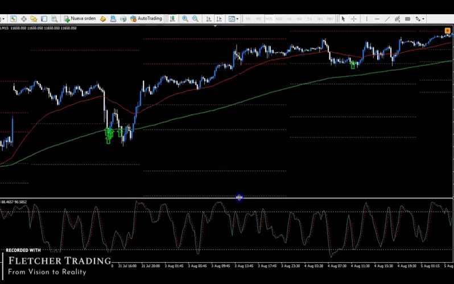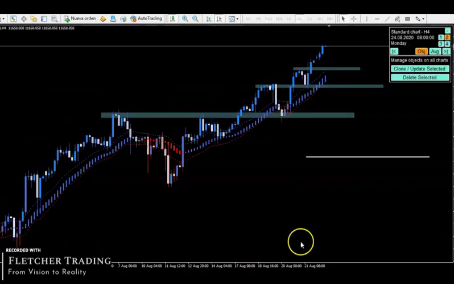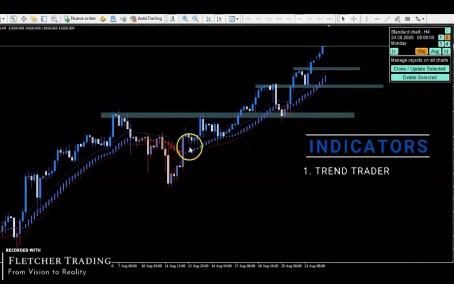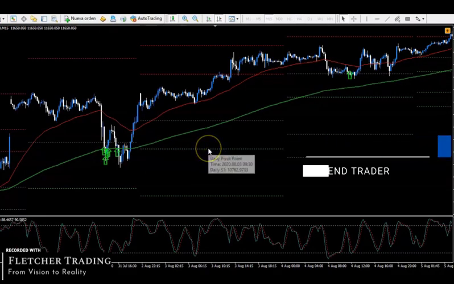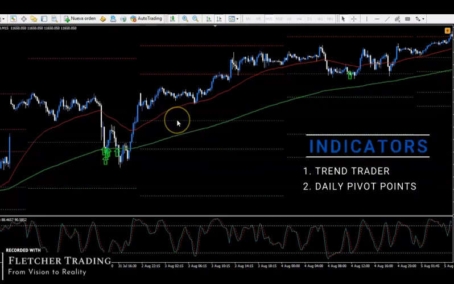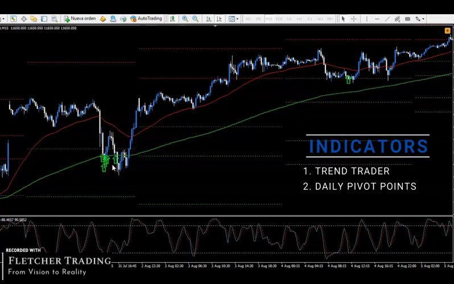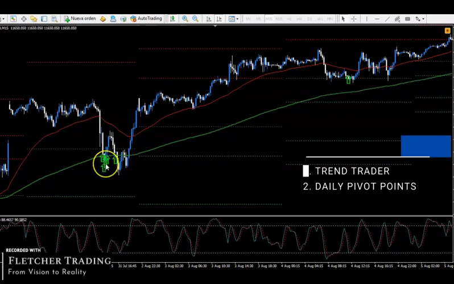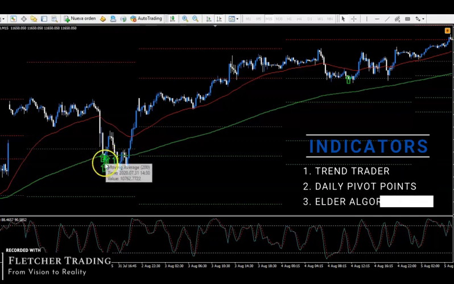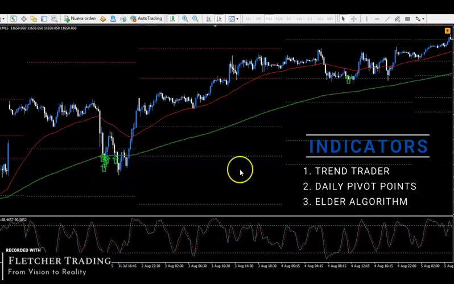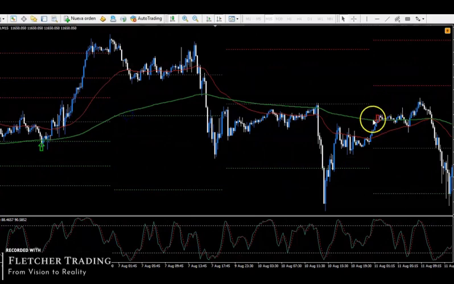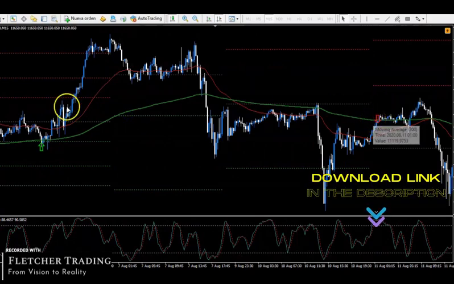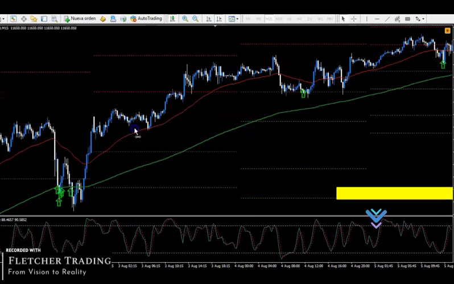So what indicators are we using? You've already seen the trend trader, which is going to show us the trend on the 4-hour chart, and the other two indicators are the daily pivot points, which is just a form of support and resistance, and then we have the Elder algorithm. So this indicator is just going to show us the low points in an uptrend, so we can take buy trades. And then once we move into a downtrend, it's going to show us the high points so that we can take sell positions.